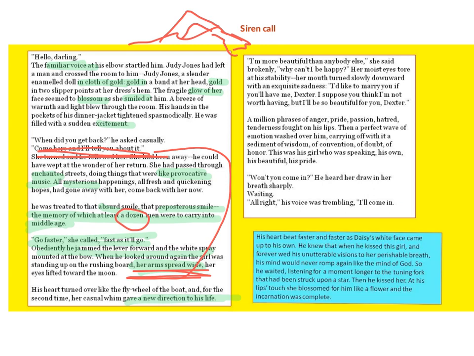So finally, to make the connection with Gatsby, here's that quote I've mentioned previously. Beautiful writing here. When we look at this in the language video and the form and structure video, we'll talk a lot more about this particular quote. But for now, that idea of a spellbinding siren who imprisons and ensnares the affluent male character, we have that here with "his mind would never romp again like the mind of God." So in a way, this begins the moment when Gatsby is imprisoned by Daisy.